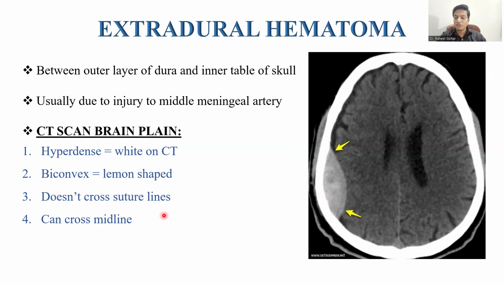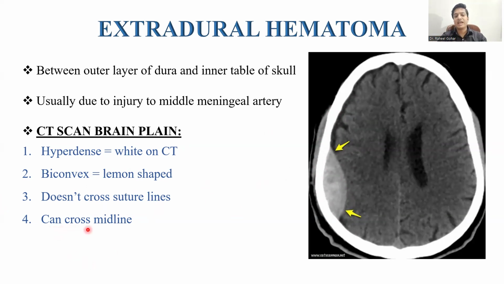It will not cross the suture line. Why? Because the dura mater is adherent to the suture lines. So for example, if here is the coronal suture, the EDH will not cross the coronal suture. This is a very important feature of the epidural hematoma, that they do not usually cross the suture lines. So that is a very important feature to differentiate the epidural hematoma from the subdural hematoma.